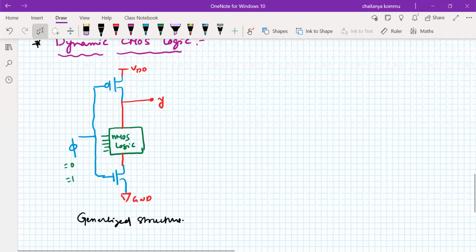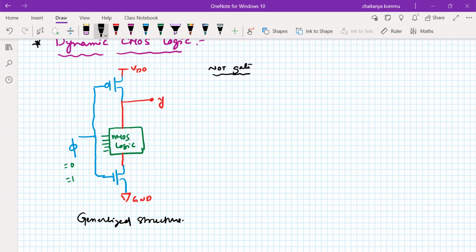So if you want to perform a NOT gate, it is possible to implement the NOT gate here. So for example, let us consider a NOT gate. It does not depend upon the ratio. Please remember that point.